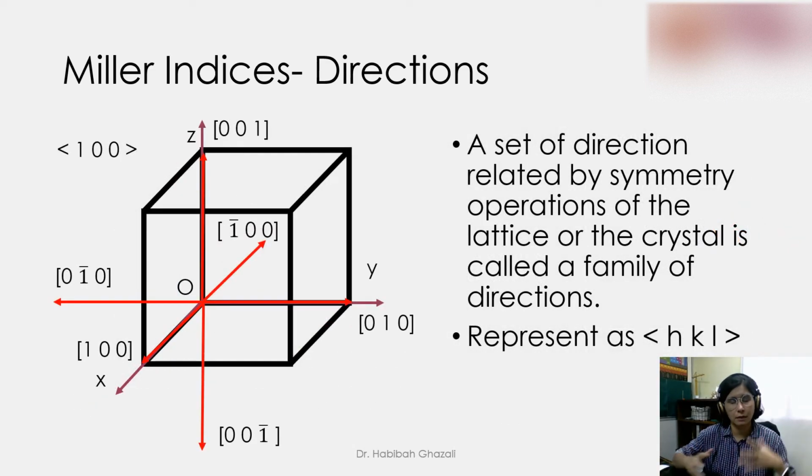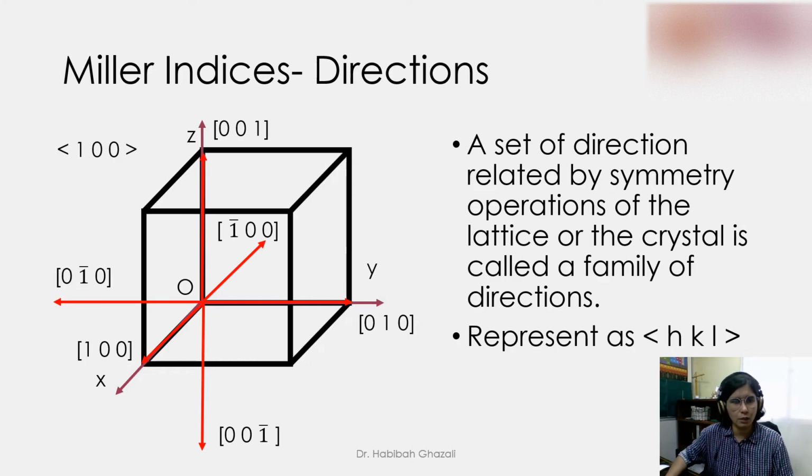A number of crystallographic directions can also be symmetrically equivalent. A set of directions related by symmetry operation of the lattice or the crystal structure is called a family of directions. Instead of the square bracket, you can represent all these directions together, and you can see in this diagram here there are 6 directions. They are all related by the symmetry of the lattice structure. So they can be represented as <HKL> in the angle bracket instead of the square bracket.